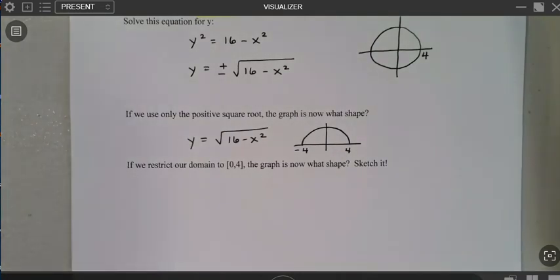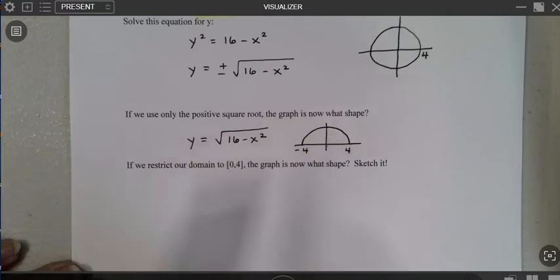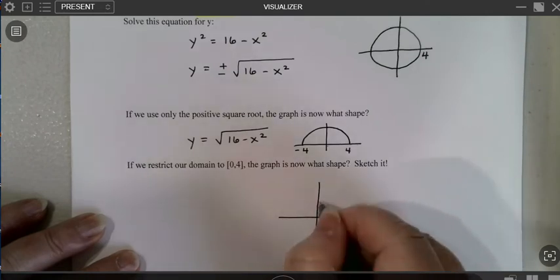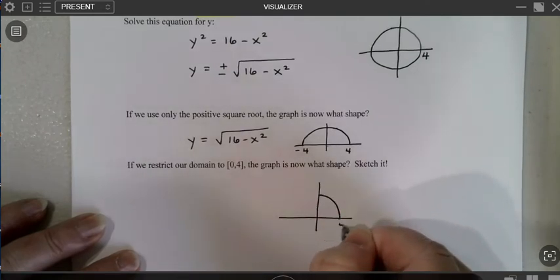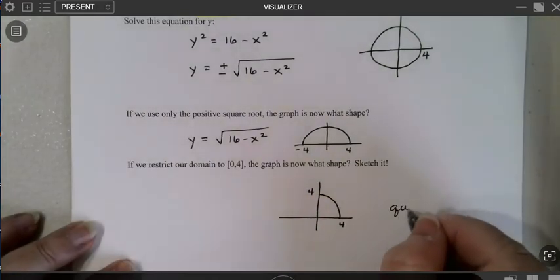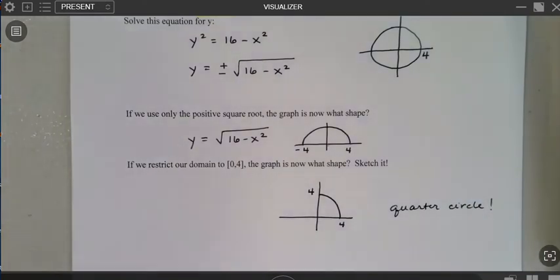All right, I only wanted a quarter of a circle, not a half of a circle. And so I'm going to further restrict the domain to just from 0 to 4. That way I'll just get that quarter circle like I want it. So this is what I'm going to be doing. I'm going to be using this as my function. Y is the square root of 16 minus x squared on this interval from 0 to 4.